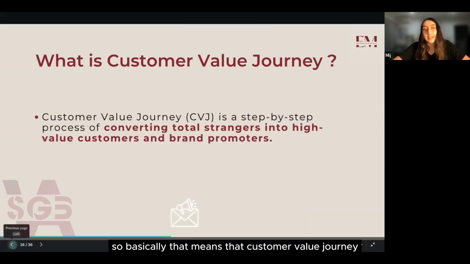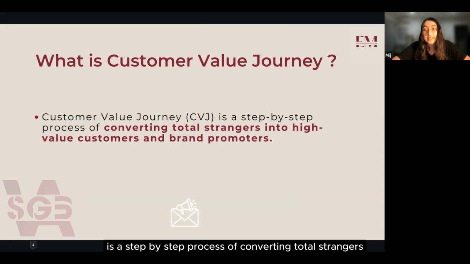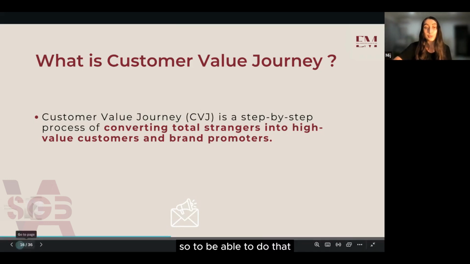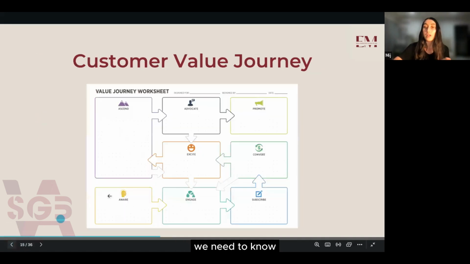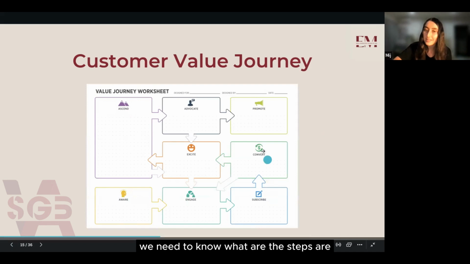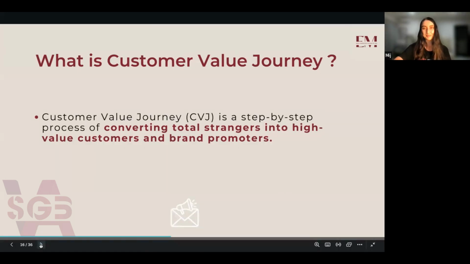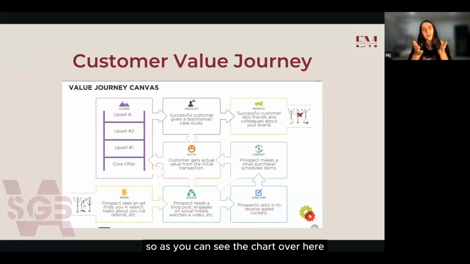So basically, that means that customer value journey is a step-by-step process of converting total strangers that have no idea about our brand. So the goal of customer value journey is to convert those strangers into high-value customers and our brand promoters. So to be able to do that, we need to know customer value journey. We need to know what the steps are. And guess what? Email marketing is also one part of customer value journey. And I'll tell you where it is exactly. So as you can see the chart over here, it has even more descriptions.